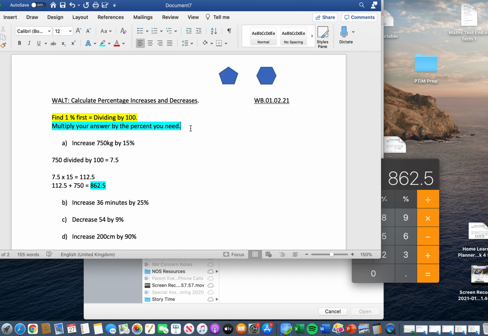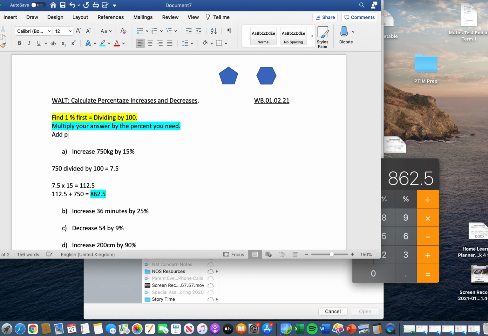And then the last thing you need to do, depending on whether it's an increase or a decrease, is add or subtract that amount. For the example where it said increase 750 by 15%, I had to add the 15%, the 112.5, to my original amount because I was increasing. If the problem said decrease, I'd be doing the exact same thing, but the exact opposite, sorry. I'd be taking away 112.5. So guys, like I said, I know that's a bit confusing.